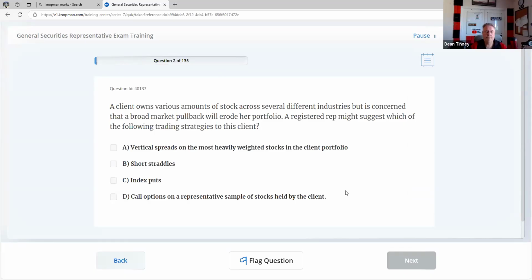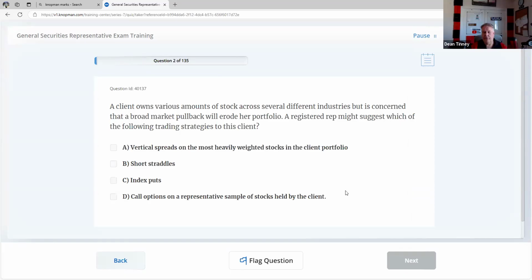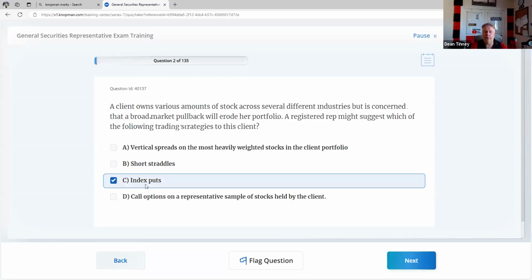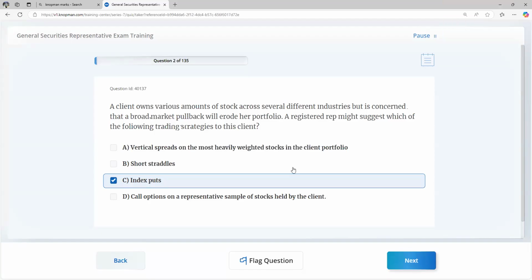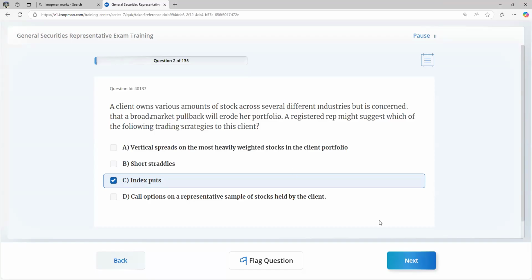A client owns various amounts of stock across several different industries. Let's change the question. What if it said a client owns various amounts of stock, but is concerned that a particular stock will pull back? Then you'd buy a put on the particular stock you're worried about, because that's selection risk. But if you're worried about systematic risk, you say, hey, it's okay, we're hedged. The market's going down, but our puts are going up. Right on.